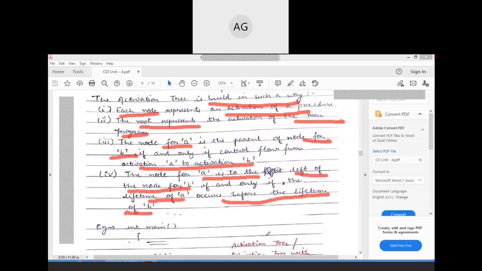So these are the very important properties of the activation tree. Just remember these properties. What does every node represent? How do we develop the parent-child relationship? How are we going to assign the values from the right child and the left child? Based on these, we are going to construct the activation tree.